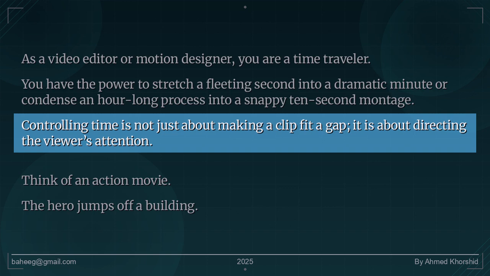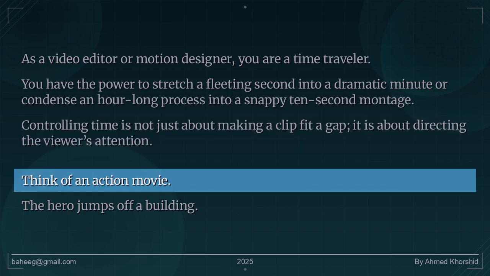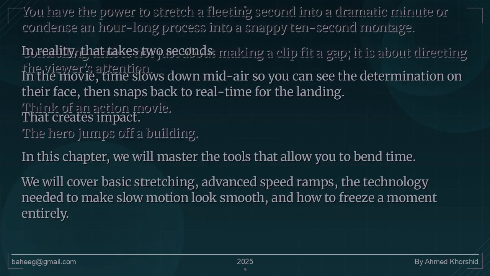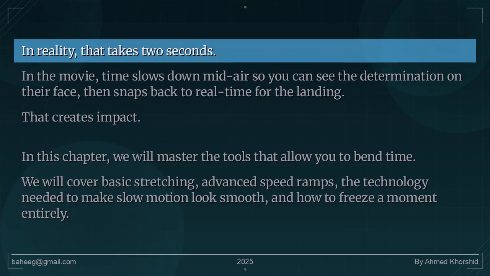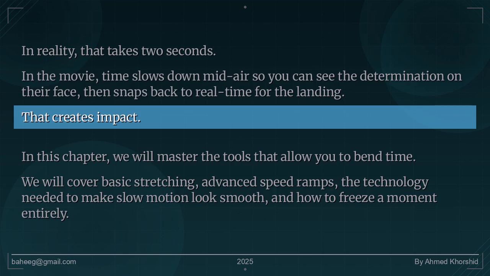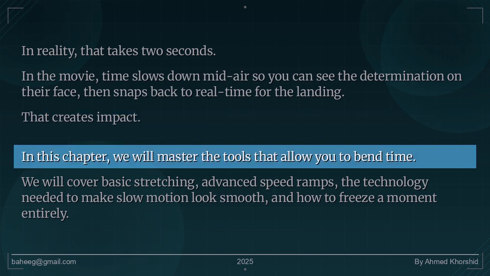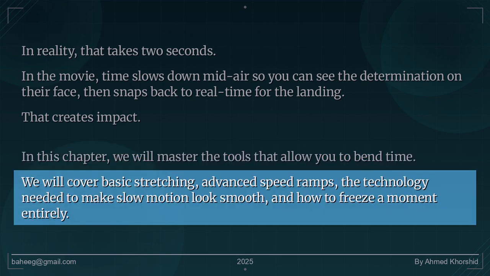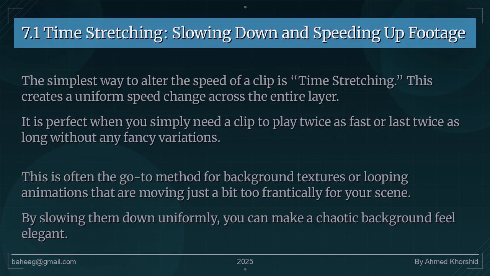Controlling time is not just about making a clip fit a gap, it is about directing the viewer's attention. Think of an action movie. The hero jumps off a building. In reality, that takes 2 seconds. In the movie, time slows down mid-air so you can see the determination on their face, then snaps back to real time for the landing. That creates impact. In this chapter, we will master the tools that allow you to bend time. We will cover basic stretching, advanced speed ramps, the technology needed to make slow motion look smooth, and how to freeze a moment entirely.